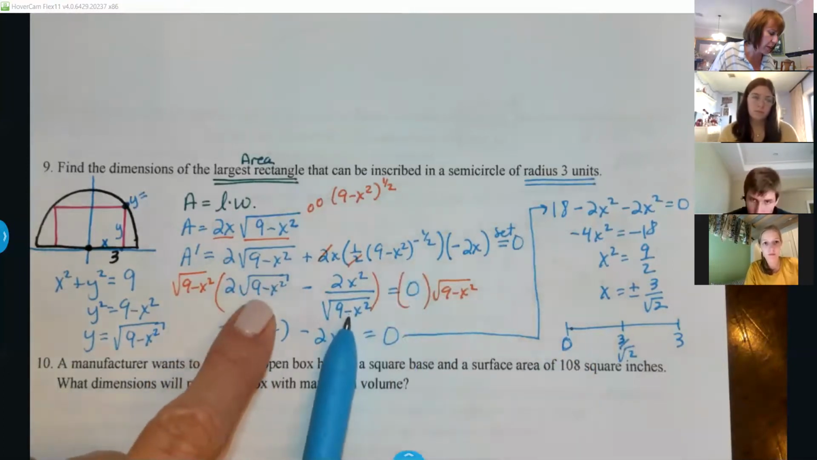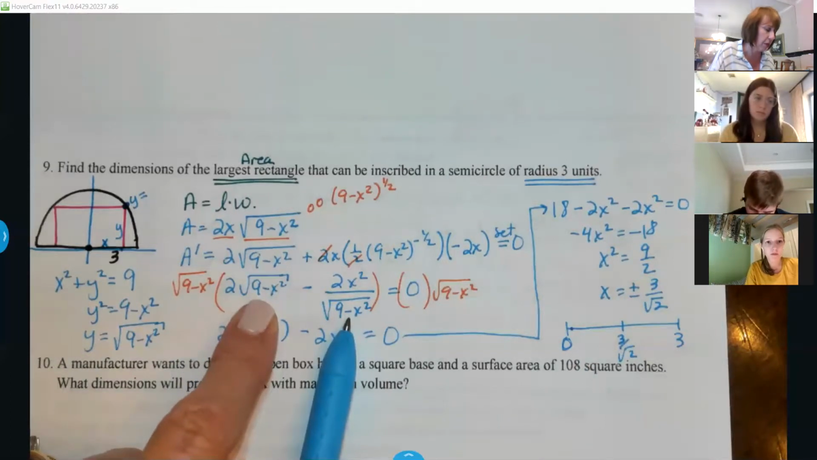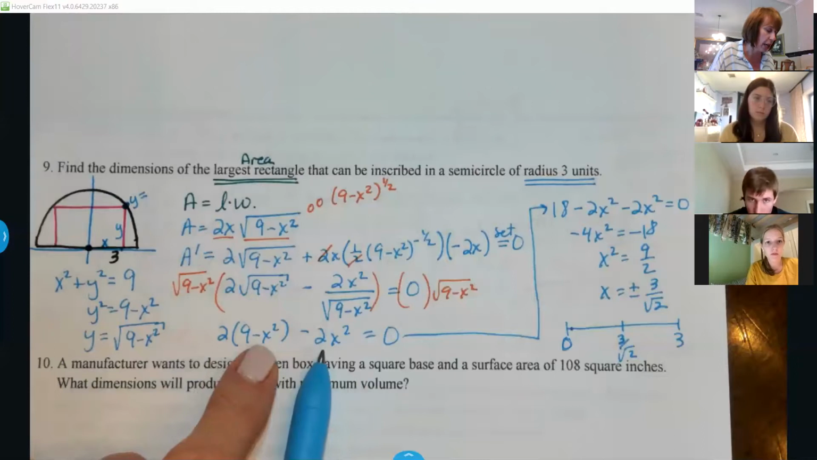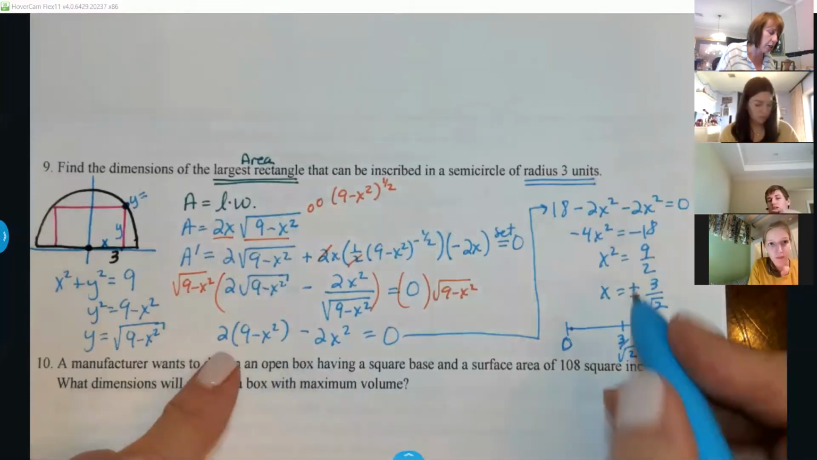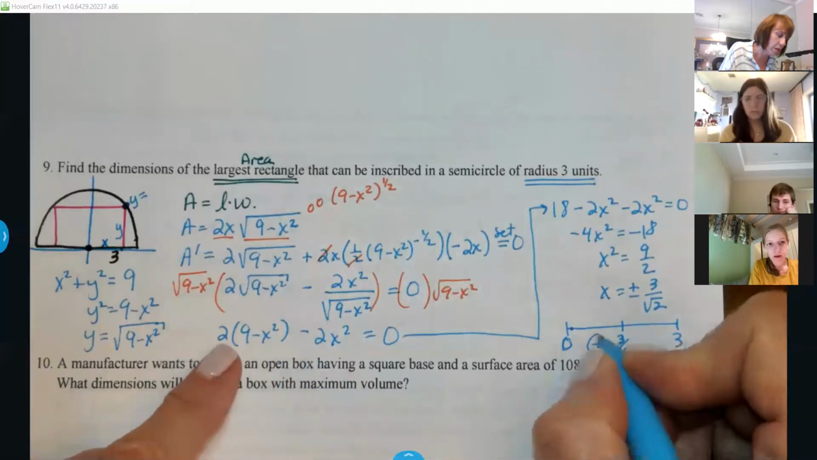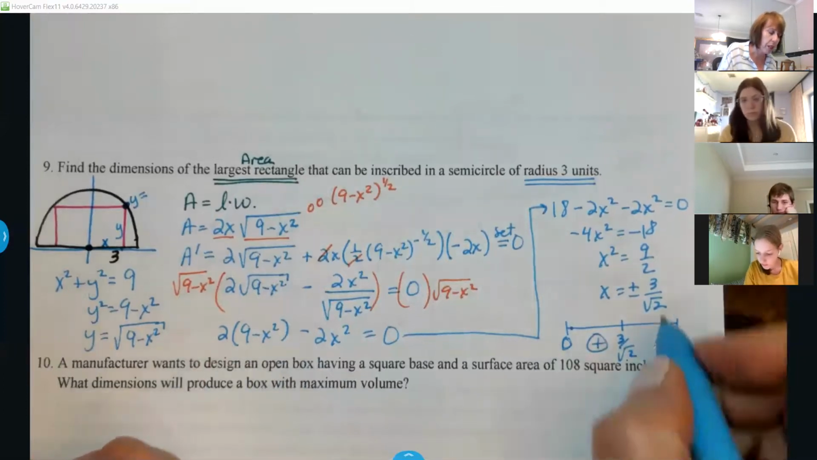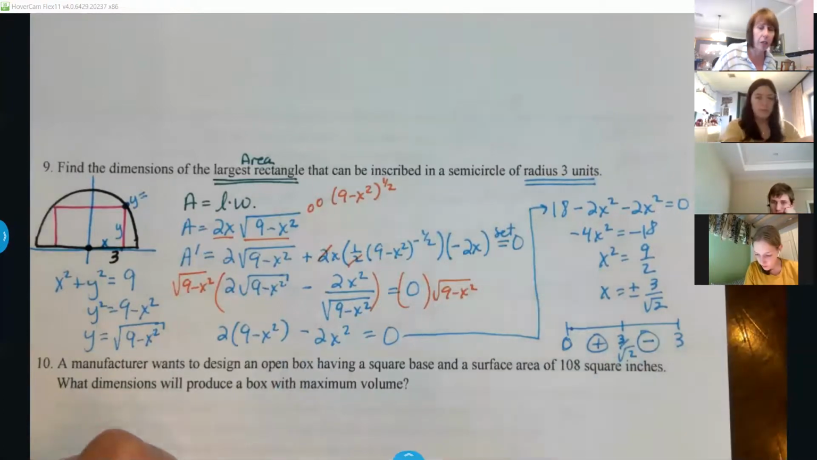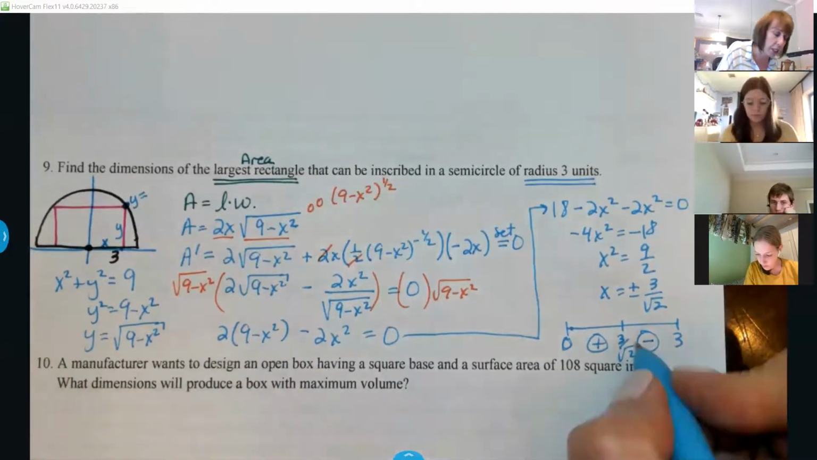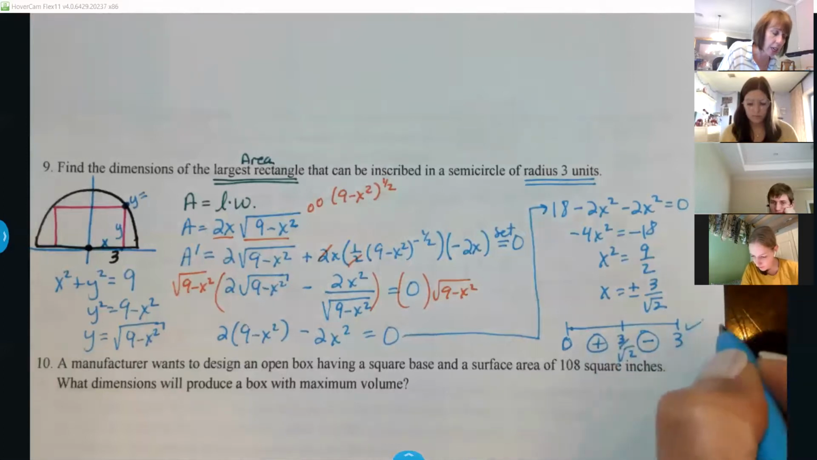Where am I going to go here? I'm going to go right here. This will be the most cleaned up spot. If I put in a teeny tiny number for x, this is going to be 18 minus a tiny number, so that's going to be positive. And then it came from a single factor, so it'll switch signs. So this is a max, so that checks out.